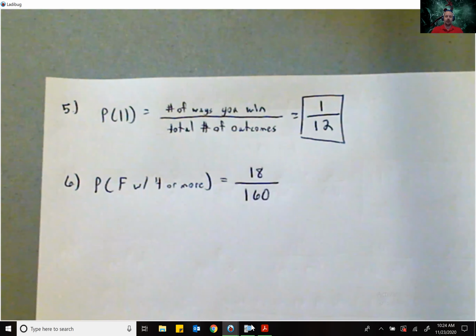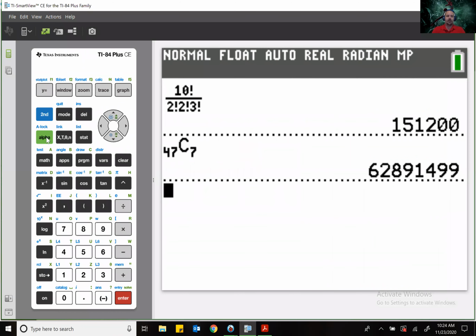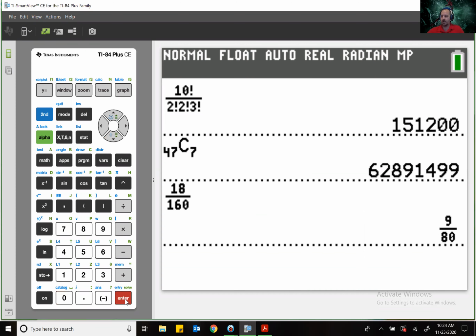Now we just go to our handy dandy calculator. We hit alpha y equals, and we're going to check this fraction because it will reduce. Put in your 18, put in your 160, enter, and that's the answer you're looking for. 9 over 80. And boom goes the dynamite.